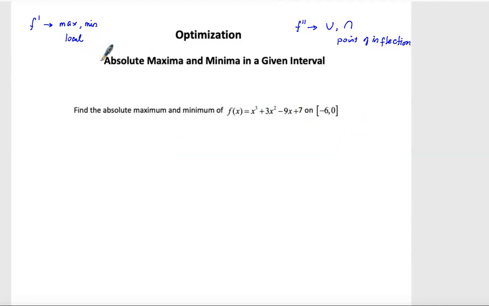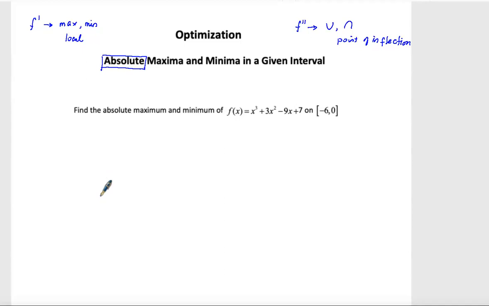Now, this time I want you to take note that we want to find the absolute maximum and the absolute minimum value in a given interval. So you can only find the absolute if you have a closed interval. So take a look at this problem.